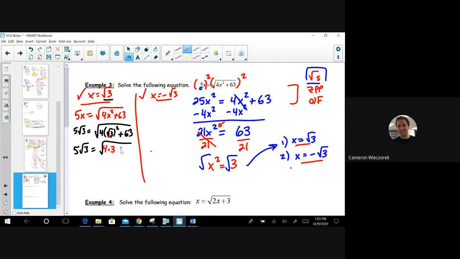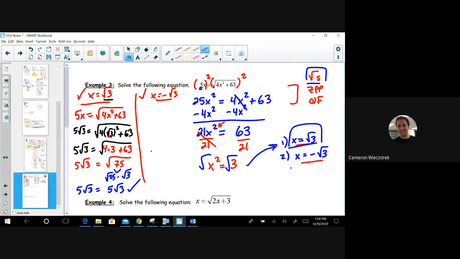So I get 4 times 3 plus 63, which is 4 times 3 is 12. 12 plus 63 is 75. If you break down rad 75, that's rad 25 times rad 3, which, hey, that is equal to 5 rad 3. So this one works. 5 rad 3 equals 5 rad 3. Check. So I circle this one. This one's an answer. Now I do it with negative rad 3.